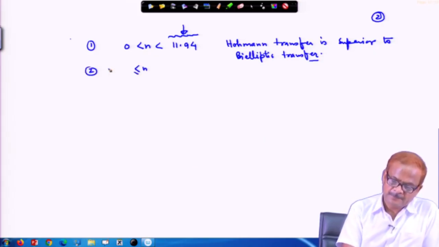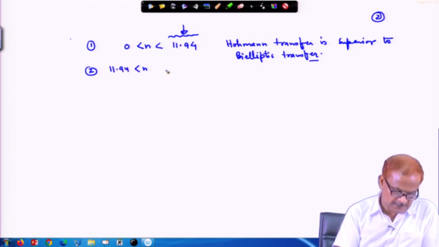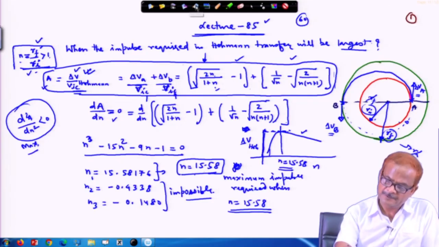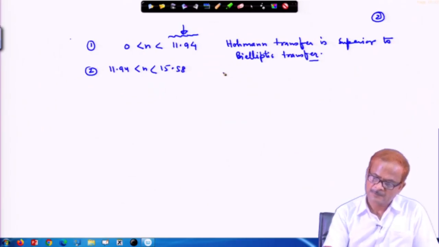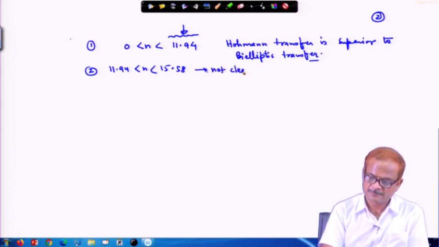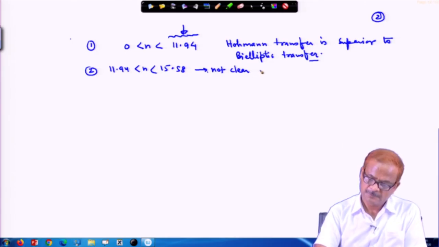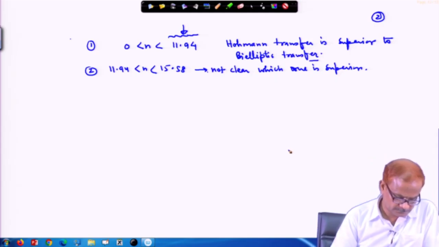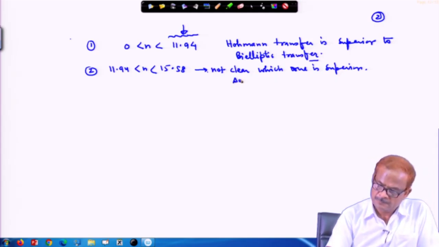For n lying between 11.94 and what we have derived here, 15.58, it is not clear which one is superior. Some other test is required.